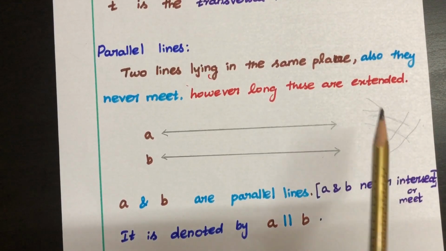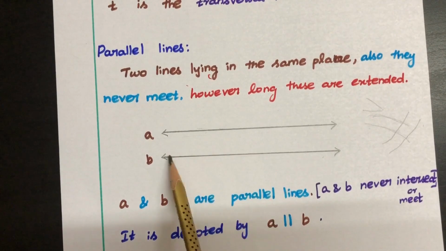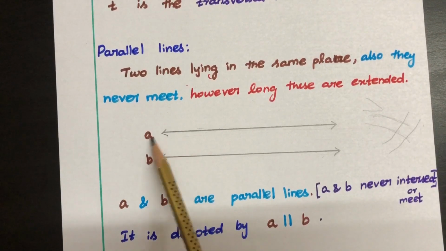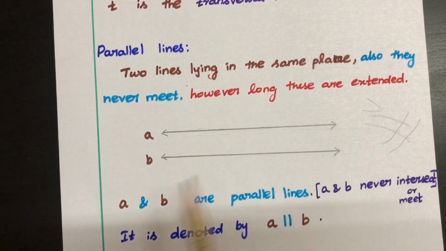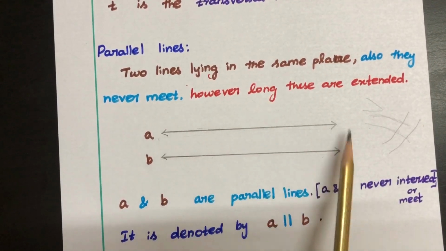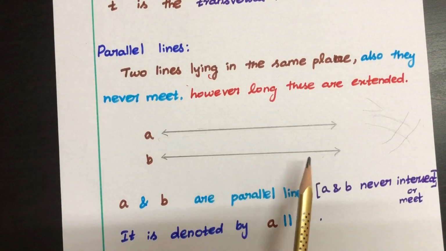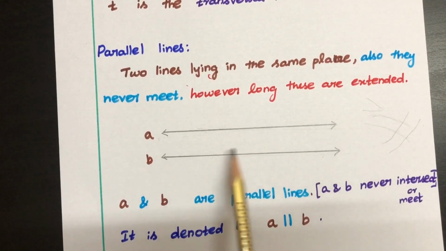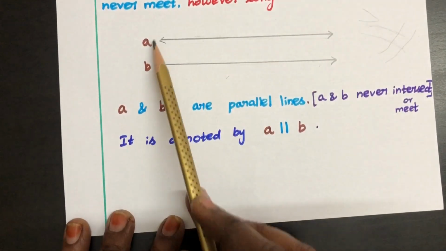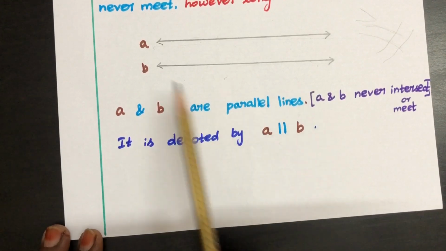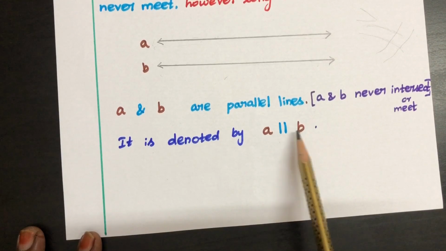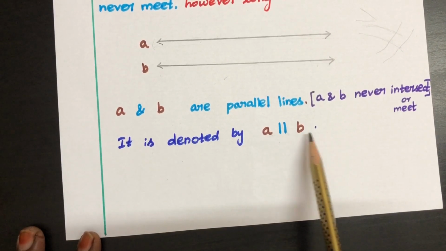Two lines that never meet anywhere. If you extend both sides endlessly, they will always go in a straight path and will never cut each other. These two lines lie in the same plane, and they never meet, however long they are extended. If you extend them to any level, they won't meet. That is called parallel lines. A and B are parallel lines. A and B never intersect or meet. It is denoted by A parallel to B. This is called the parallel symbol. A parallel to B.